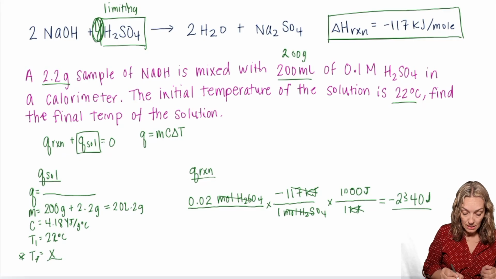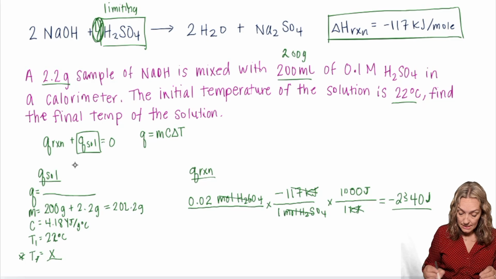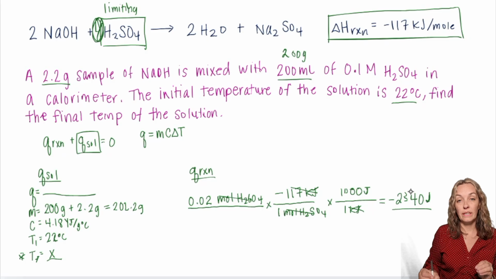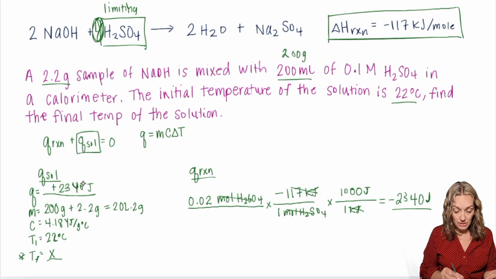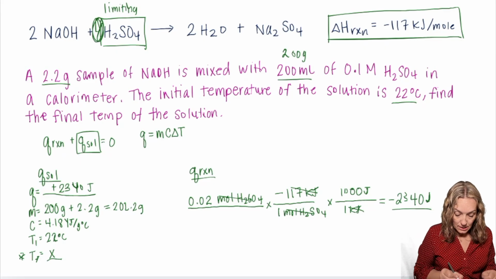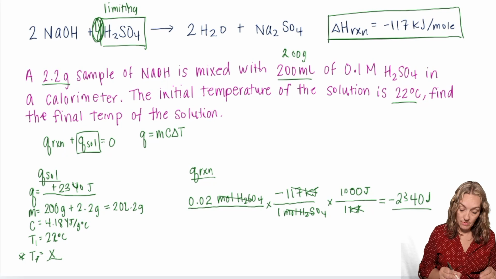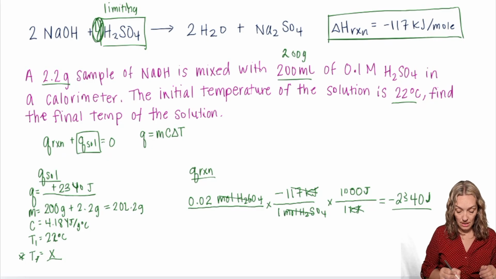But remember that the Q of the reaction plus the Q of the solution equals 0. That means that the amount of energy absorbed by the solution will be the exact same quantity, just opposite in sign. I now know that the Q of the solution, or the amount of energy that the solution absorbed, must be 2,340. Since I know the Q of the solution, as well as the mass of the solution, the specific heat of the solution, and the initial temperature of the solution, I can now use my Q equals mc delta T equation in order to solve for the final temperature.